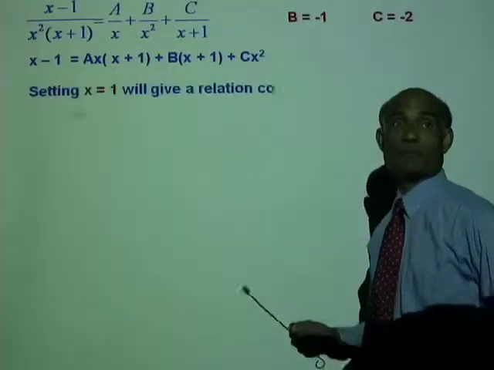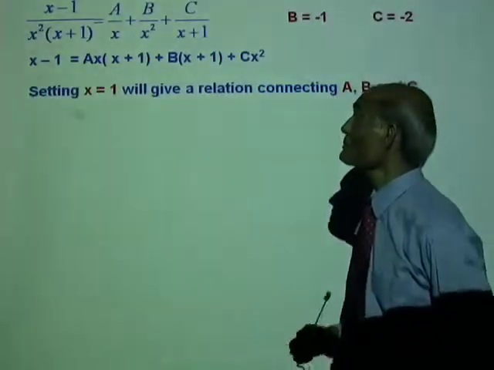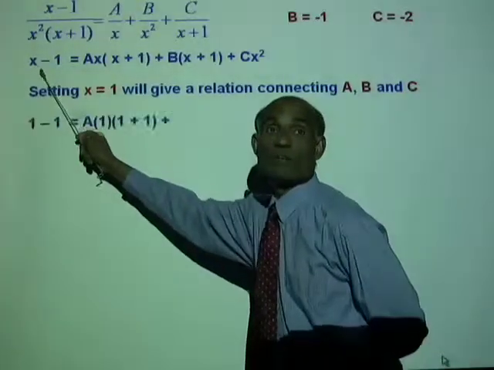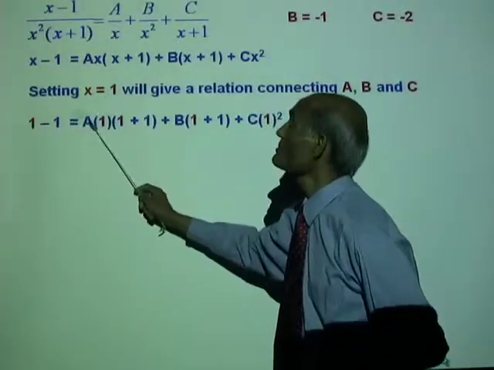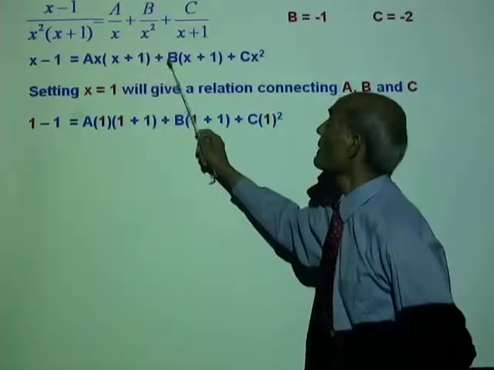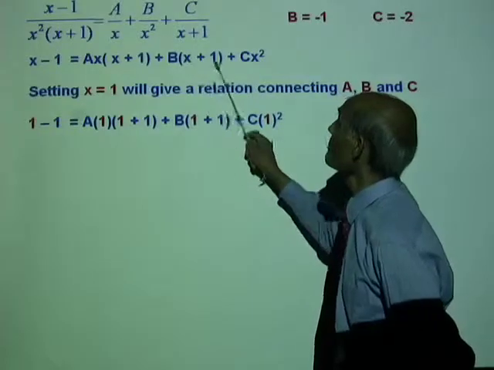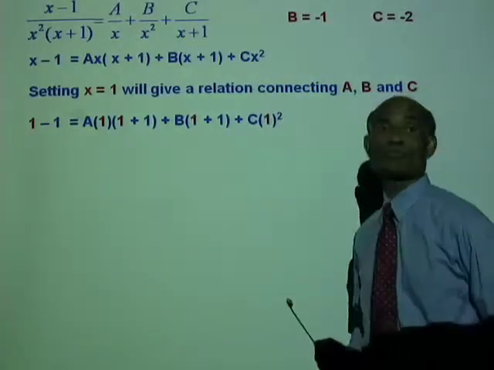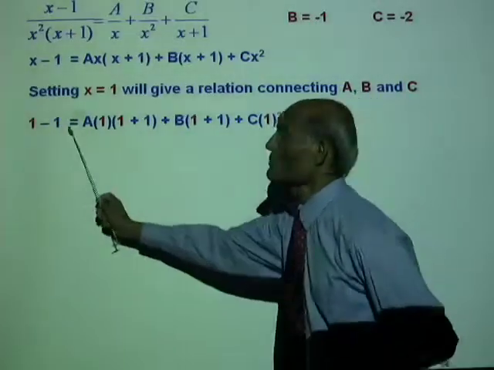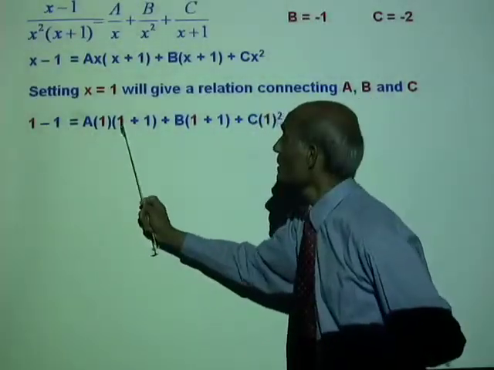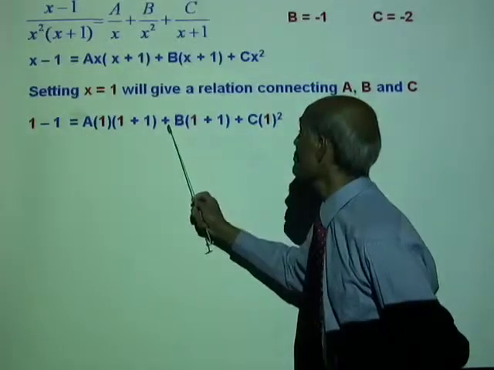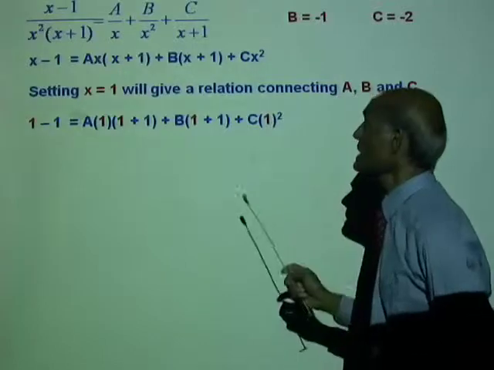Let's do that. Well, let's set x equal to 1 there. X equal to 1 will give me 1 minus 1 equal to a times 1 times 1 plus 1 plus b times 1 plus 1 plus c times 1 squared. And what will that give you? It will be, the left hand side is 0. On the right, 1 plus 1 is 2. That will be 2a plus 2b plus c.